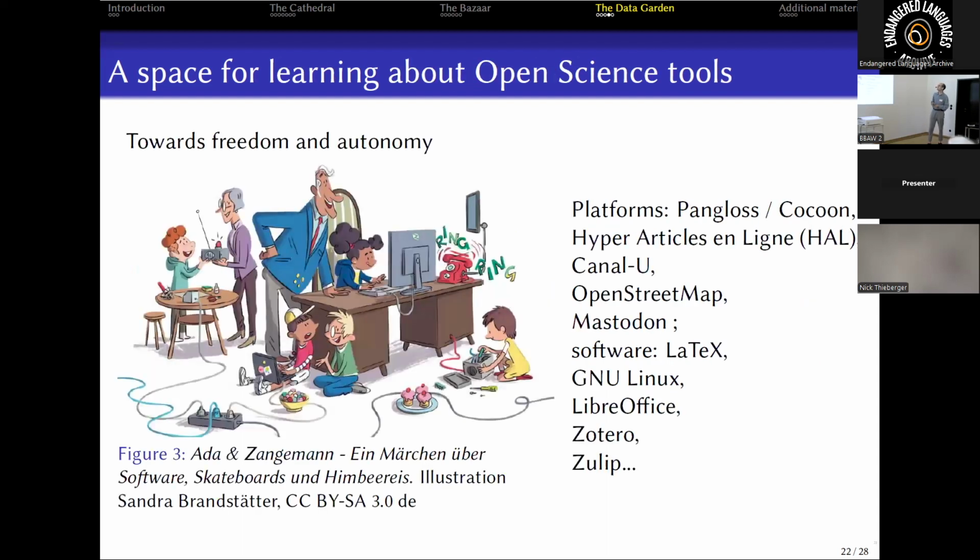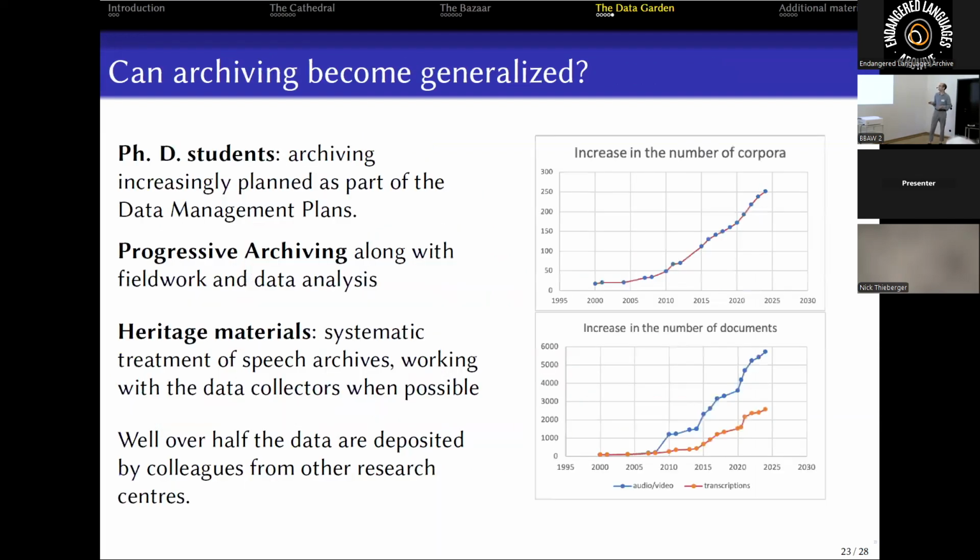A space for learning about open science tools. So even if time is pressing, we're here in Germany, so we could mention Ada und Zangemann, ein Märchen über Software, Skateboards und Himbeereis, which is something I really recommend reading. They did a wonderful French translation because it's under a Creative Commons license and they could do that. And it encourages people to find freedom and autonomy, which does matter, which is so precious. And it means work, but it's cool when you're in good company. I can come back to this in the questions space.